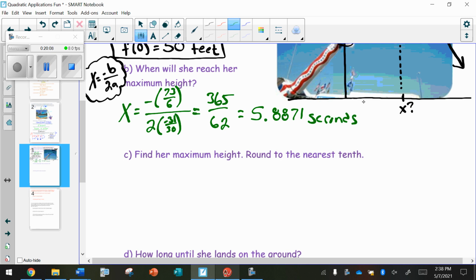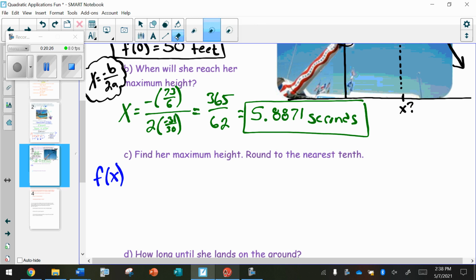So she reached her maximum height at almost 6 seconds. So it took her almost 6 seconds to reach the maximum height. Now, the next thing it says, find her actual maximum height. So to find her maximum height, we are supposed to take the x value and plug it into our equation.